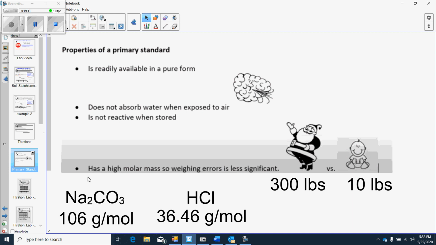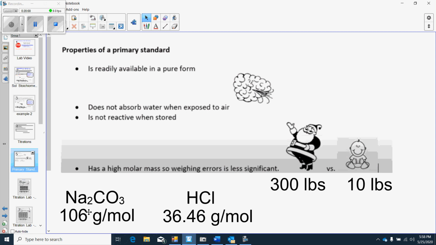So we used sodium carbonate as our primary standard, and it was a better primary standard than HCl. We actually used it to find the concentration of HCl. If you compare their molar masses, 106 compared to 36.46. Even if we measured incorrectly and were off a gram or two with sodium carbonate, it wouldn't really change the concentration of the solution that much because it's a large mass. Over here with HCl, if you're off a gram, it can change the concentration quite a bit, and that'll throw off all the other titrations that you're going to do with that HCl.